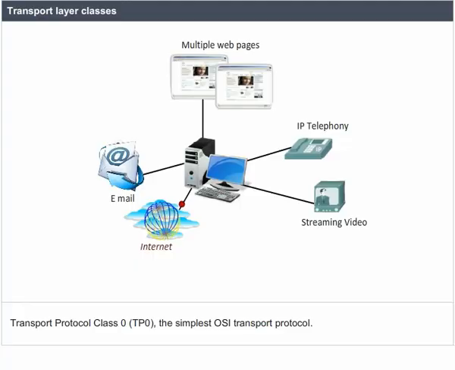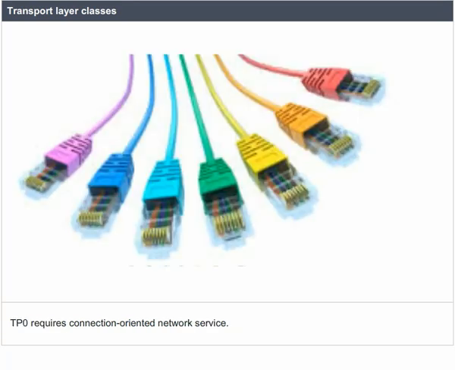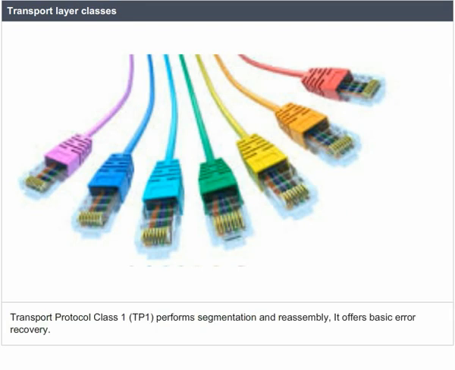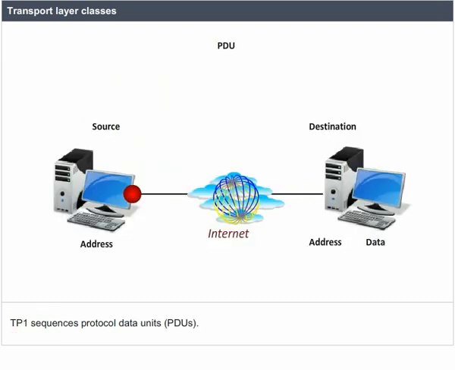Transport Layer Classes. Transport Protocol Class 0, TP0, is the simplest OSI transport protocol. It performs segmentation and reassembly functions. TP0 requires Connection-Oriented Network Service. Transport Protocol Class 1, TP1, performs segmentation and reassembly. It offers basic error recovery. TP1 sequences protocol data units, PDUs. TP1 requires Connection-Oriented Network Service.